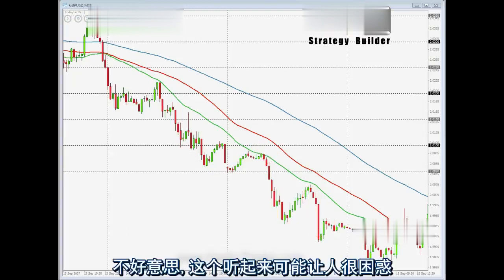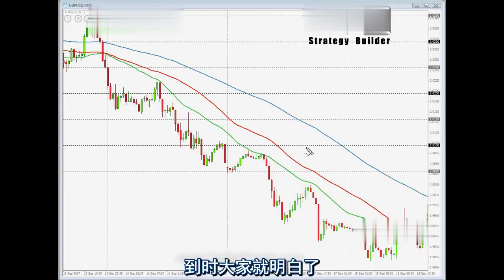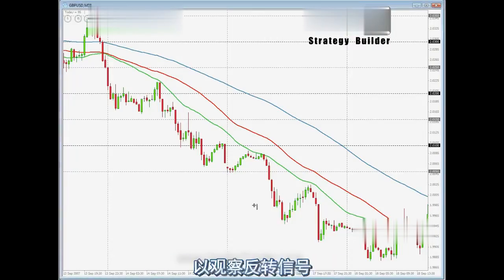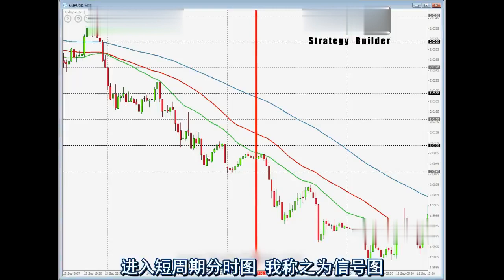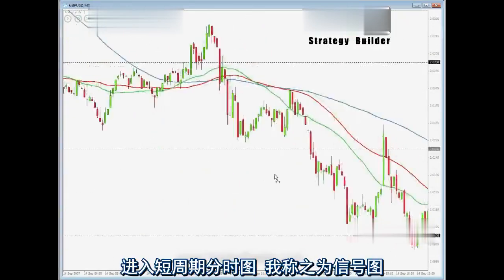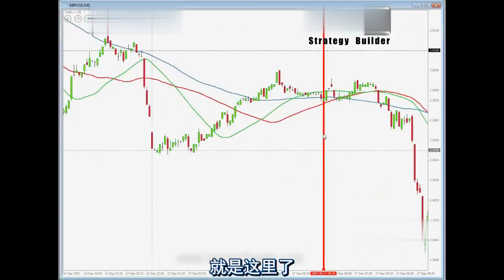Okay, so as I was saying, I'm sorry if this sounds a little bit confusing. Let me zoom in now into the short time frames, and I'm sure you guys will understand what I'm talking about here. Okay. Right, price retraces back. As usual, we zoom into the shorter time frames in order to search for a reversal formation. And now we go into the short time frames, into what I like to call the trigger chart. Let me zoom forward. Here it is.